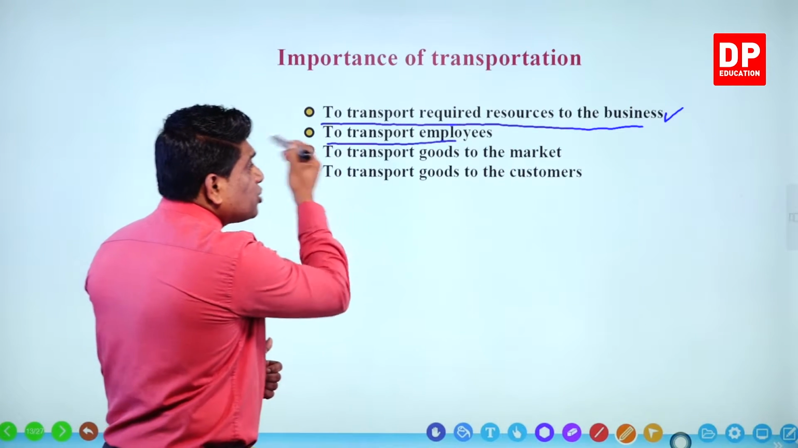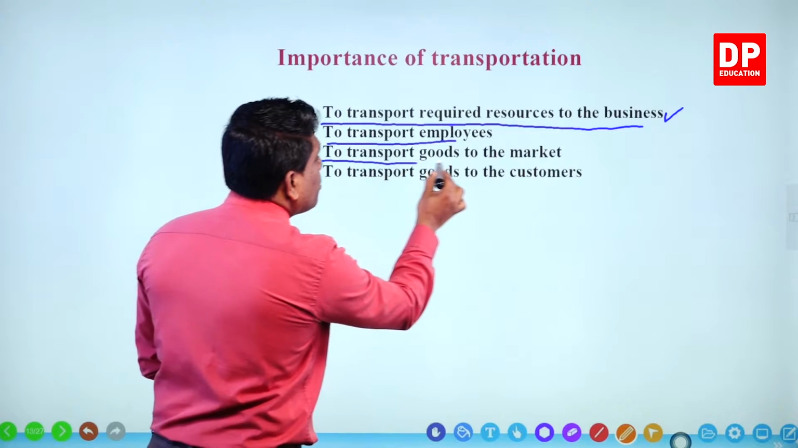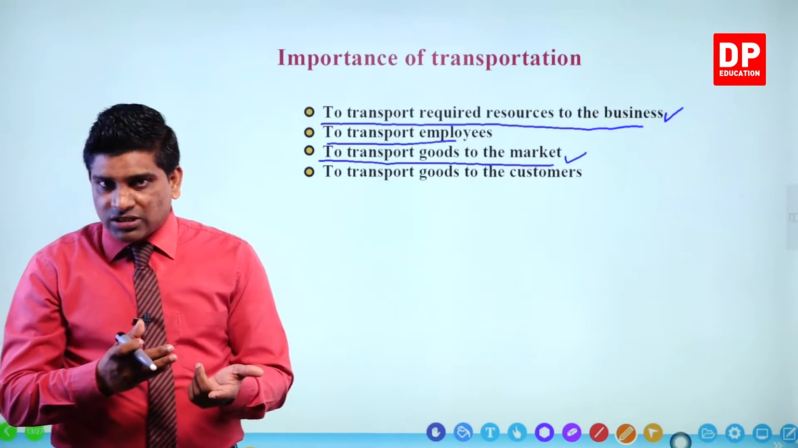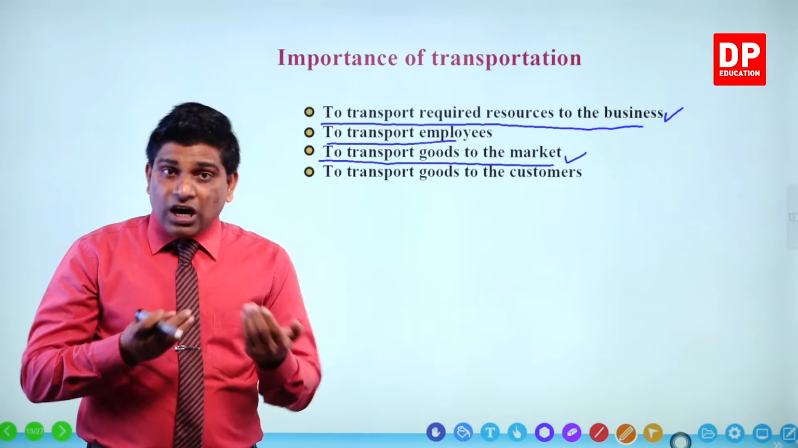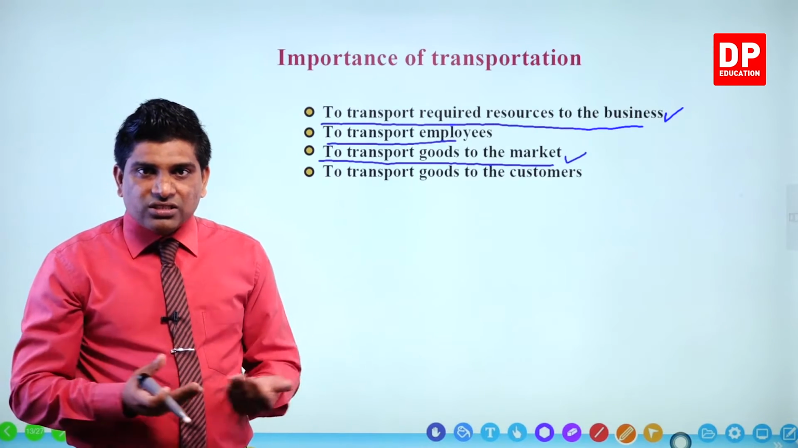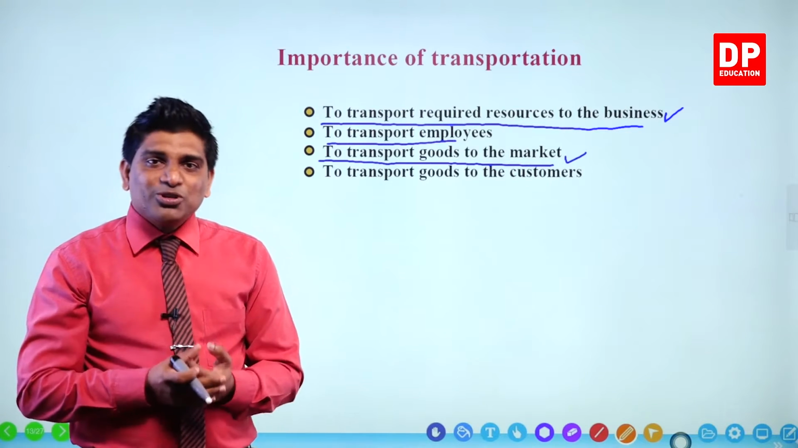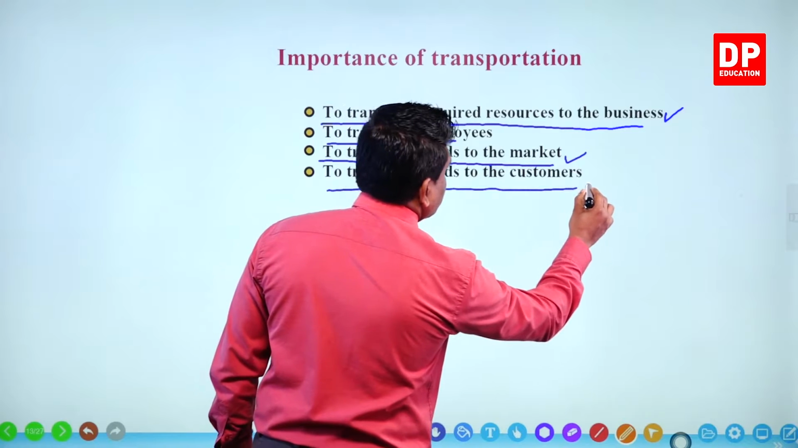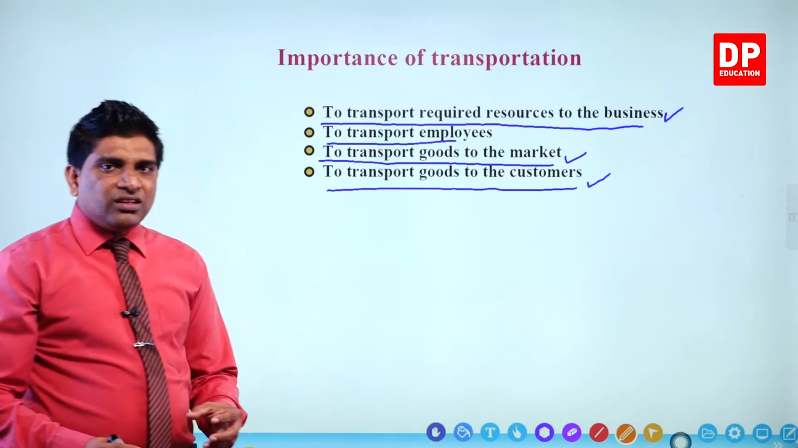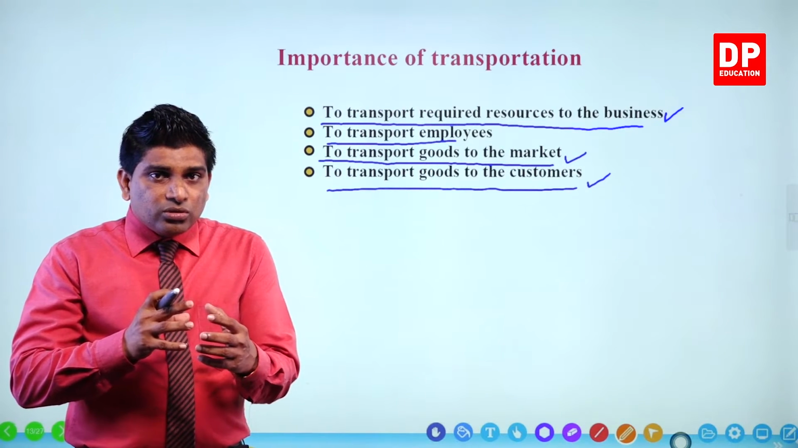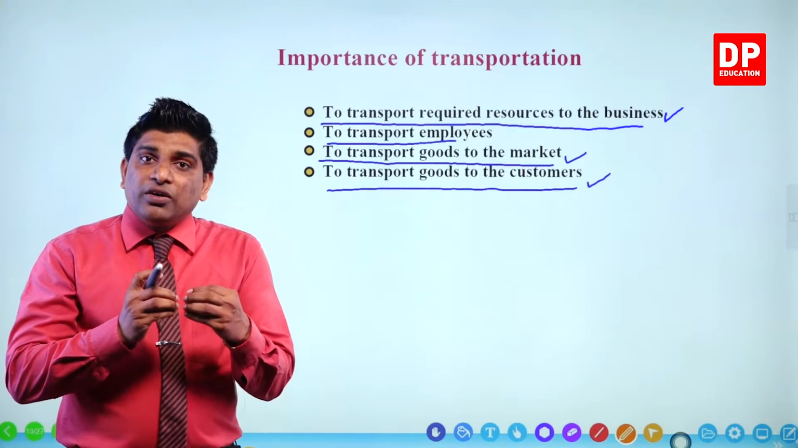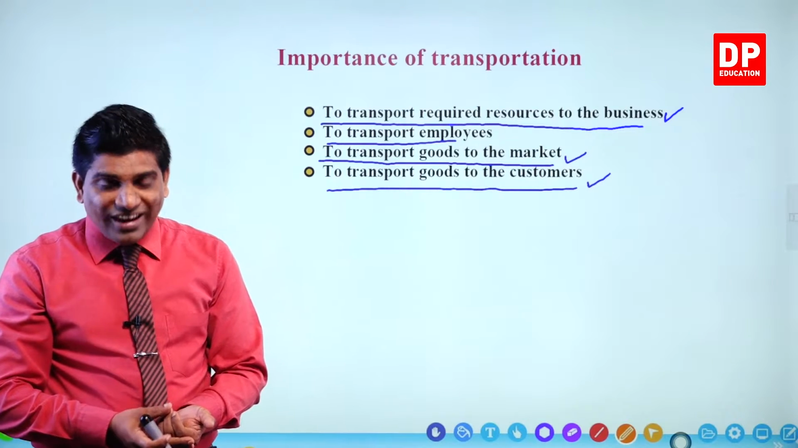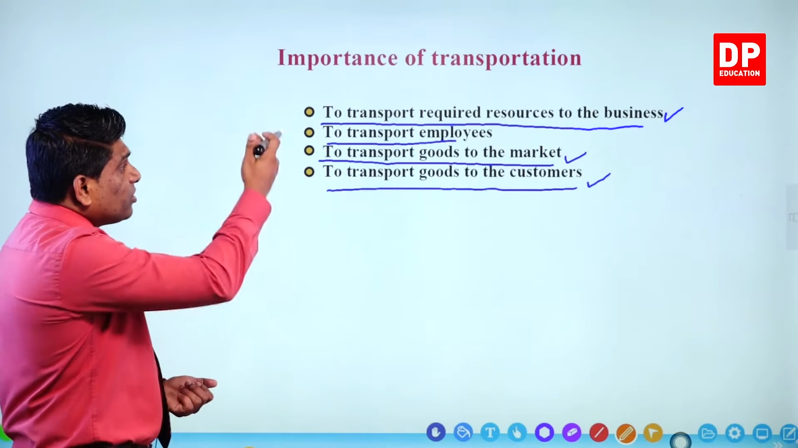Right? Now, the first one is to transport required resources to the business. Second one, to transport employees. To transport goods to the market. After producing your products, you want to transport your finished goods to the markets, right? Then that time also you need transportation. The other one, to transport goods to the customers. You want to transport your finished goods to the customers. Then what do you need? Transportation, right?